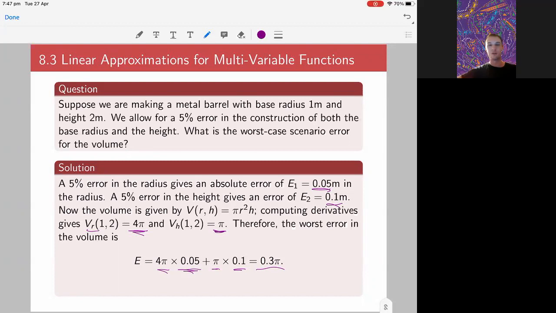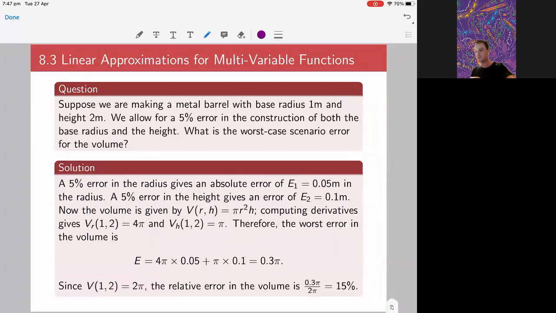Now, this is an absolute error. The question was originally phrased in terms of relative error, so it would be good manners to convert it back to relative error. The volume of a cylinder with radius 1 and height 2 is exactly equal to 2 pi. So the relative error is going to be 0.3 pi divided by 2 pi. That's exactly equal to 0.15, which is 15%.